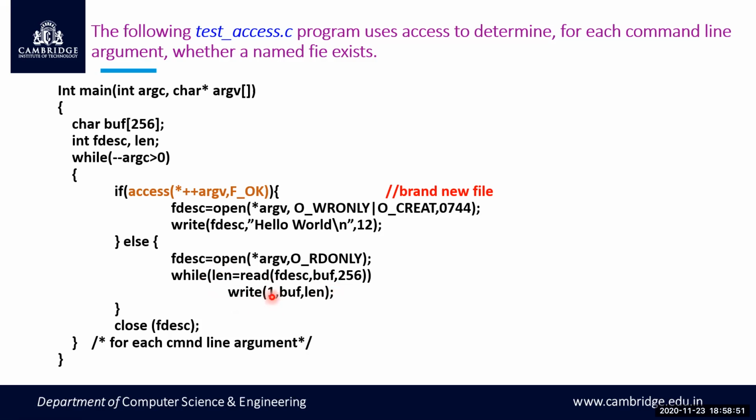What is file descriptor 1? It is the standard output. File descriptor 0 is the standard input, 1 is the standard output, 2 is the standard error. So standard output, it prints on the screen.